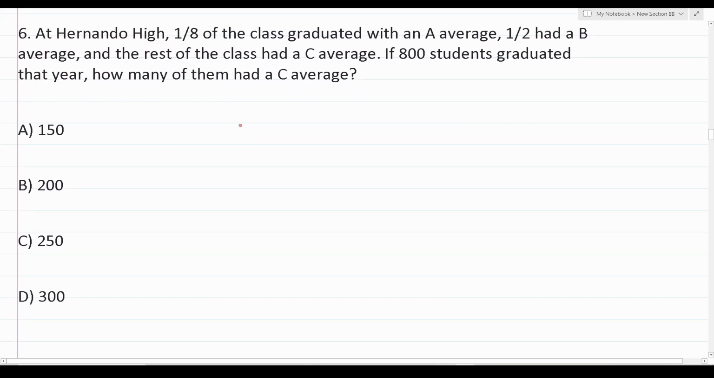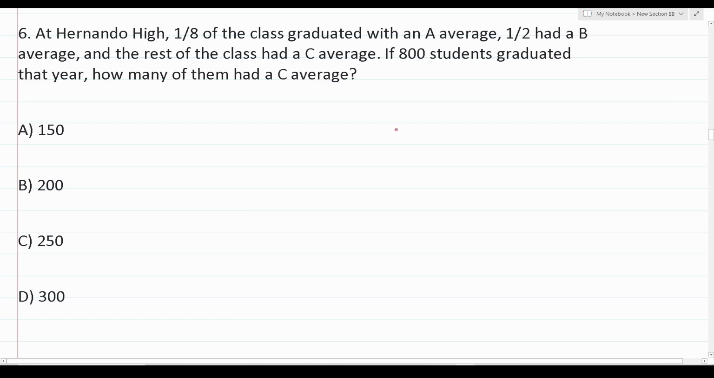All right, so number 6 here says, at Hernando High, 1/8 of the class graduated with an A average, 1/2 had a B average, and the rest had a C average. Of 800 students graduated that year, how many of them had a C average?